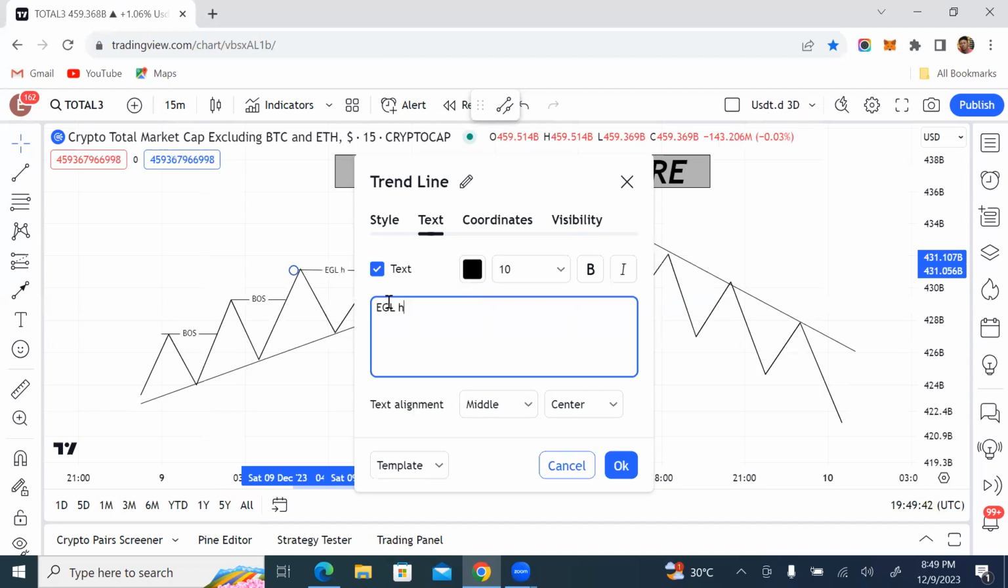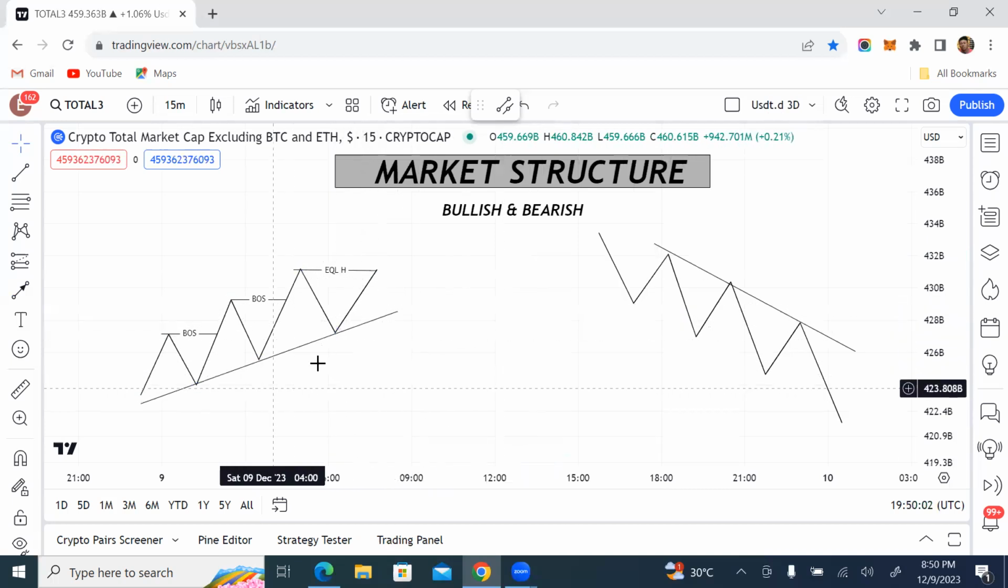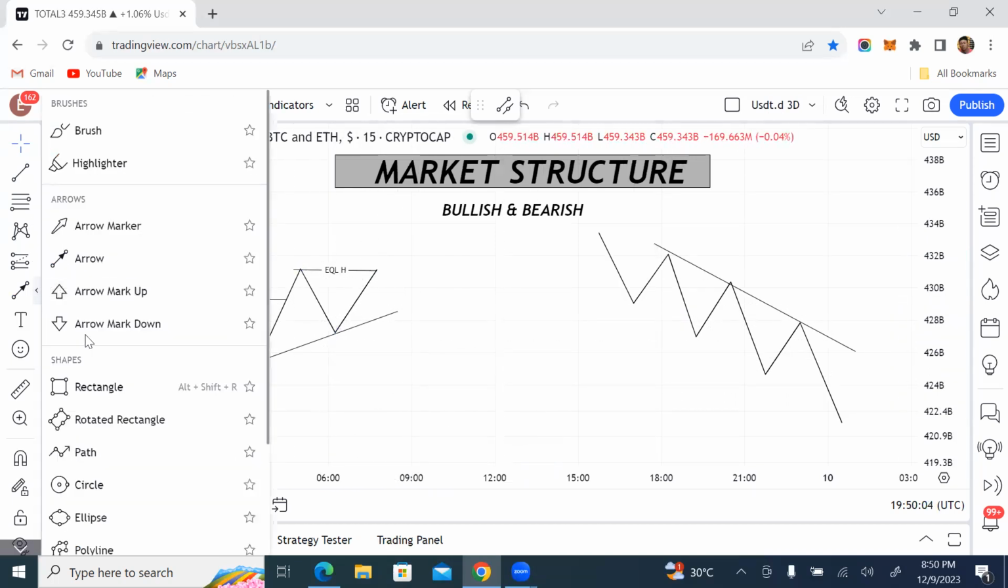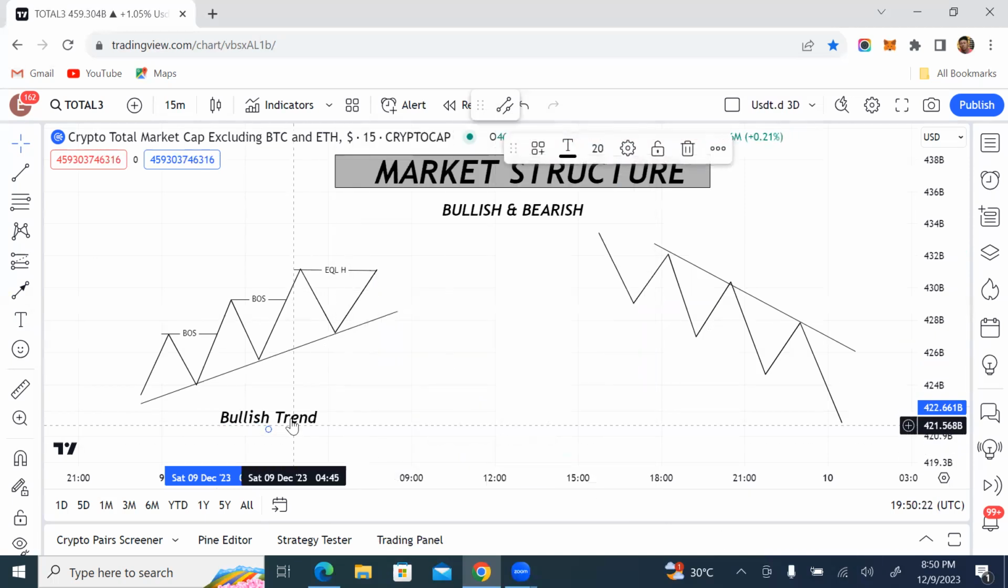BOS is break of structure, right? Yes, break of structure. This is equal highs, EQH. Equal highs, equal highs, equal highs. So these are equal highs. While the market is trending like so, it's very simple to understand. So let's say this is a bullish trend. This is actually a bullish trend.